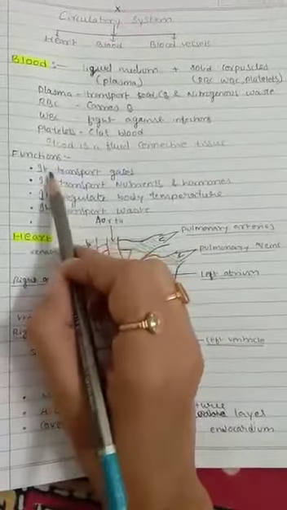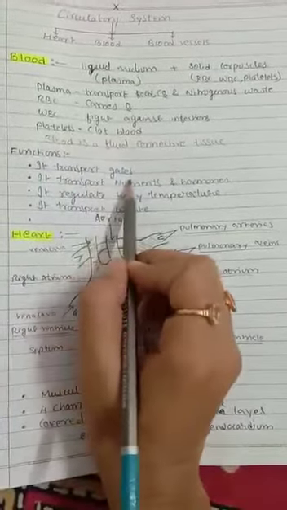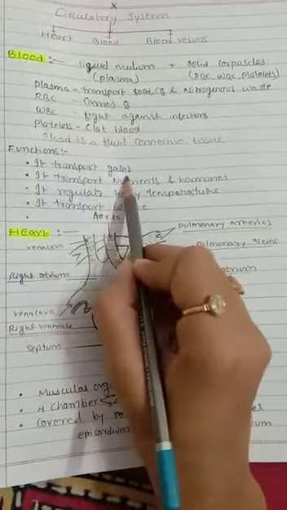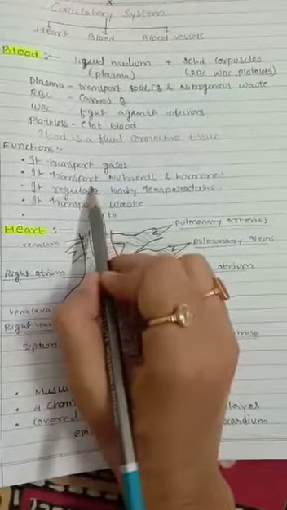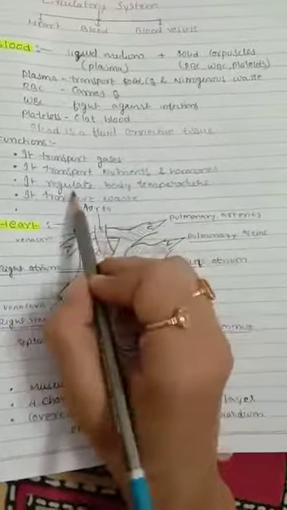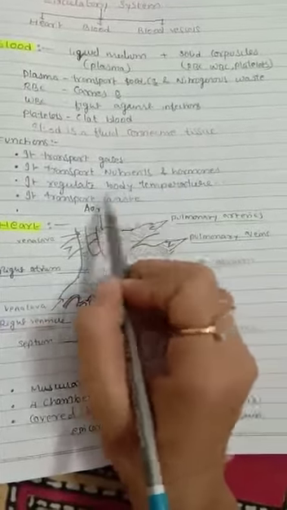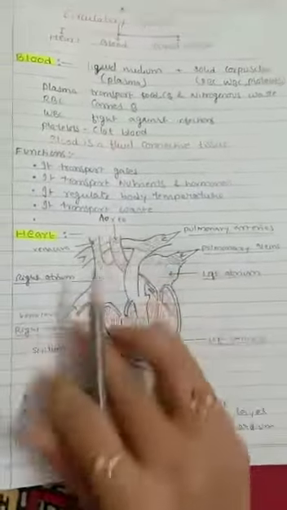Now let us see some functions of the blood. Blood helps to transport gases like oxygen and carbon dioxide. It helps to transport nutrients and hormones. It regulates body temperature and it transports waste. Now let us see the second component, that is the heart.